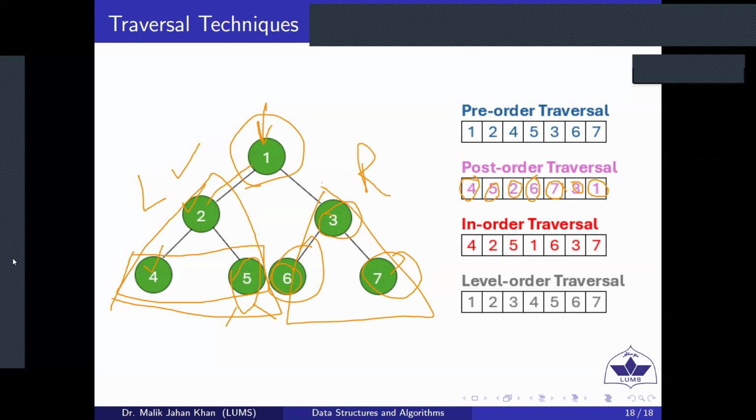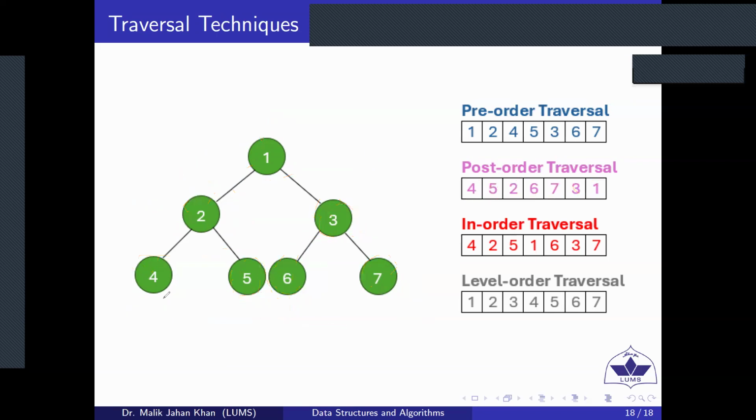Okay, now let's go to the in-order traversal, which is the third traversal technique. In-order traversal just switches the order of parent, left and right children. So it says that start with the left child, then process the parent. So parent is essentially processed between left and right children. And that's what this name in-order means, that parent is sandwiched between the processing of left and right children.